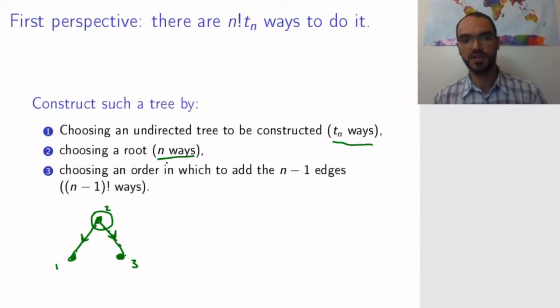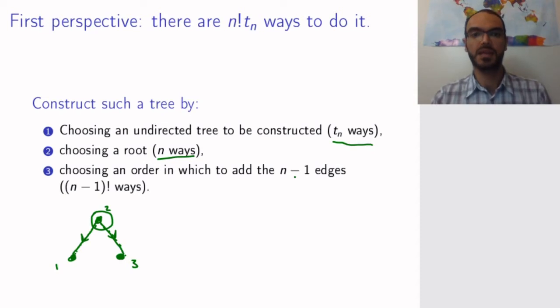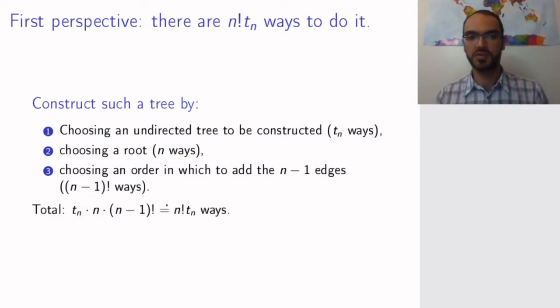Then since I have a tree on n vertices, it's going to have n minus 1 edges, because one edge less. So since I have n minus 1 edges, I have to choose which one to add first, which to go next, which to go next, and so on. And as you probably know, the way of ordering n minus 1 objects in a defined order is n minus 1 factorial, the number of permutations. So since these three choices are independent of each other, my total will be the product of these. So Tn times n minus 1 factorial.